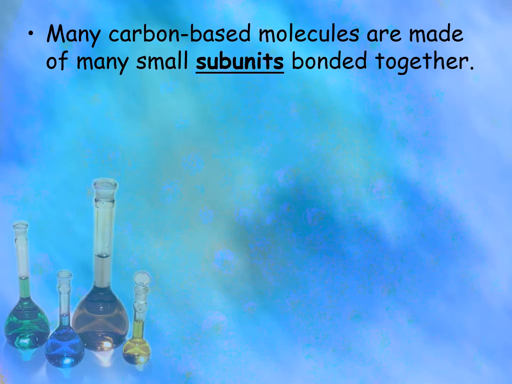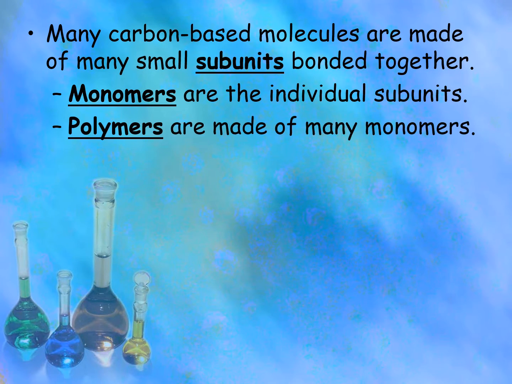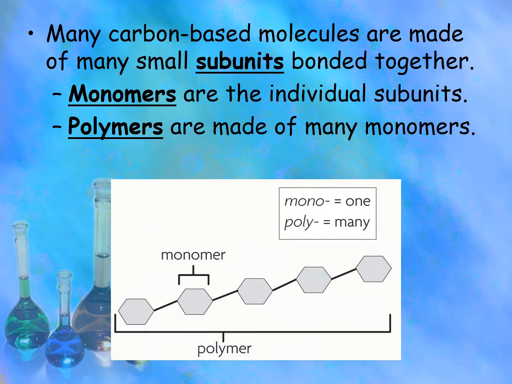Many carbon-based molecules are made of many small subunits that are bonded together. These subunits are called monomers. If you look up the prefix mono on your yellow cardstock, you would find it to mean one or a single. And polymers, poly means many, so polymers are made of many of the monomers. So here you can see a long polymer. It's made of multiple monomers. Please make sure you highlight.